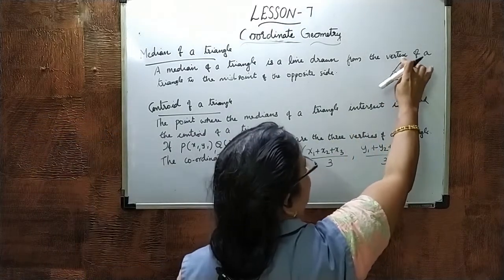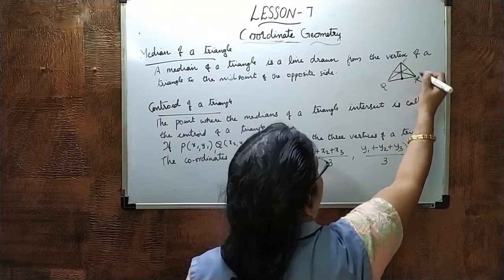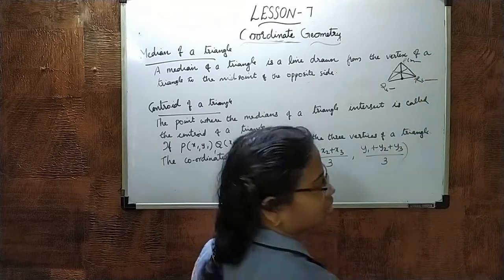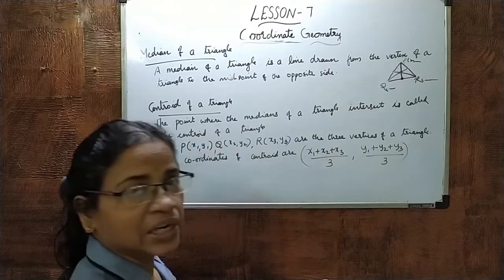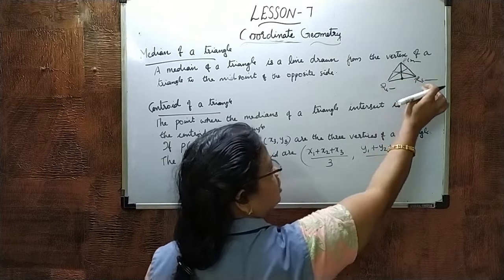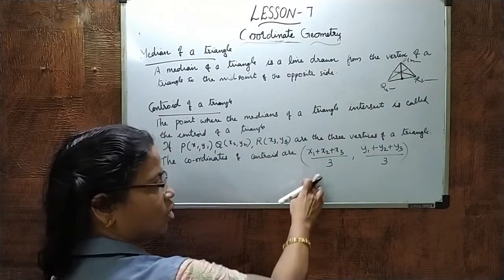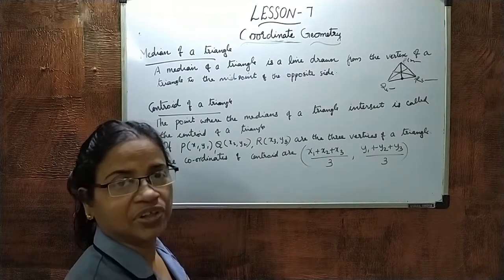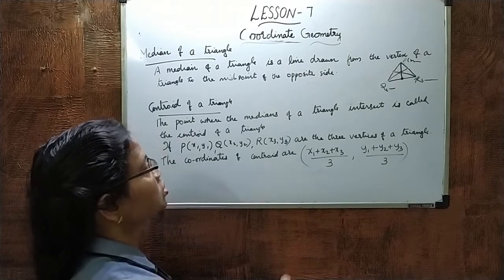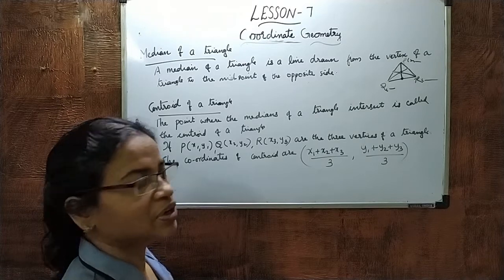Suppose here it is triangle PQR, and P is (x1, y1), Q is (x2, y2), R is (x3, y3). If you want the centroid's coordinates, find the sum of the x coordinates, x1 plus x2 plus x3, the whole divided by 3, and then the sum of the y coordinates, the whole divided by 3. Okay. So the midpoint you know: (x1 plus x2) by 2 and (y1 plus y2) by 2.